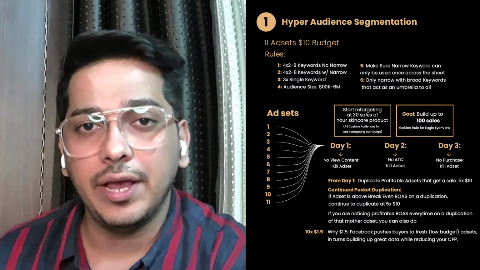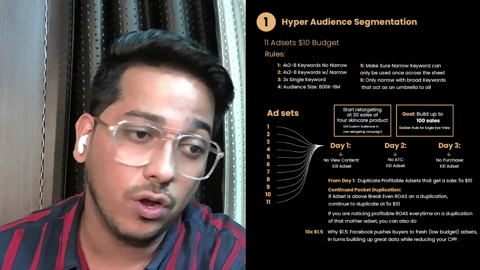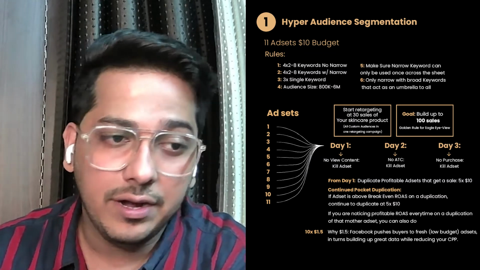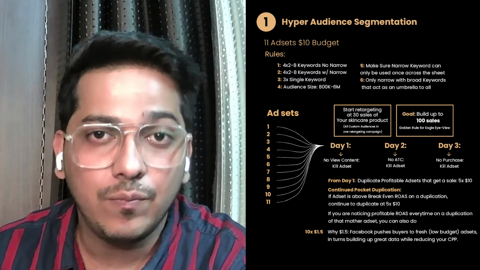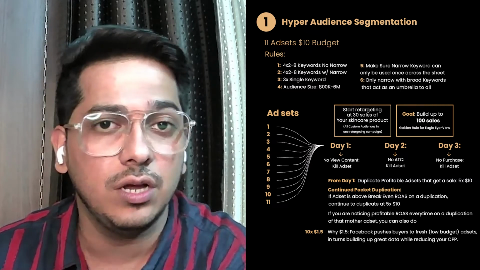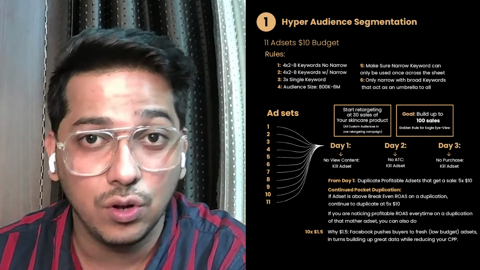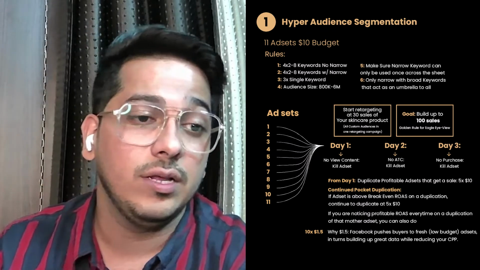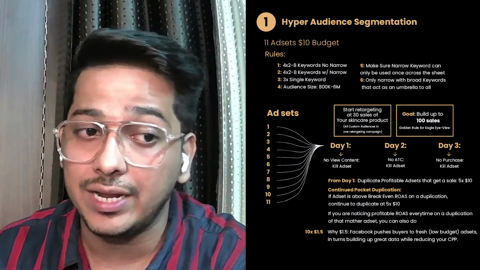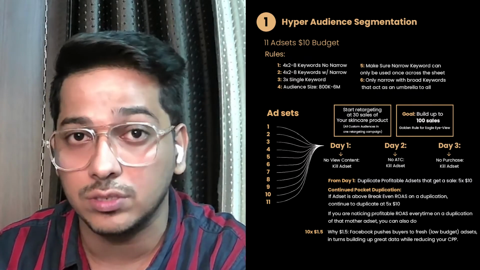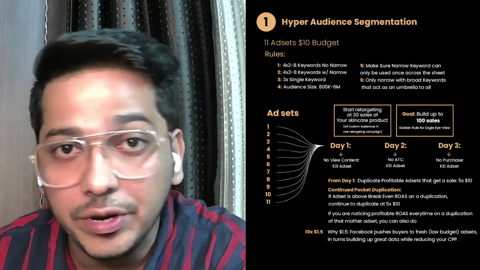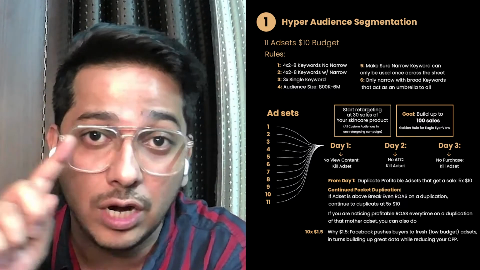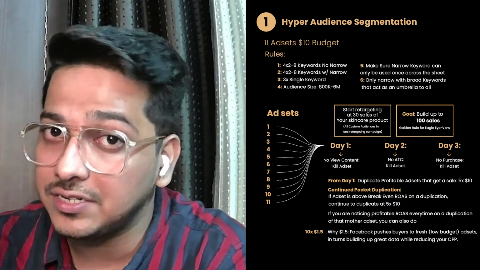The best part over here is that you should take care of your audience size as well. Your audience size should be between 800k and 6 million. Why? Because we are noticing great results from that audience size, and this will also decrease your CPM. That's for sure. And just after that, make sure a narrow keyword can only be used once across the sheet. That's the main thing you should take care of. The keyword which you have used in the narrow, you shouldn't use in another ad set. Makes sense?